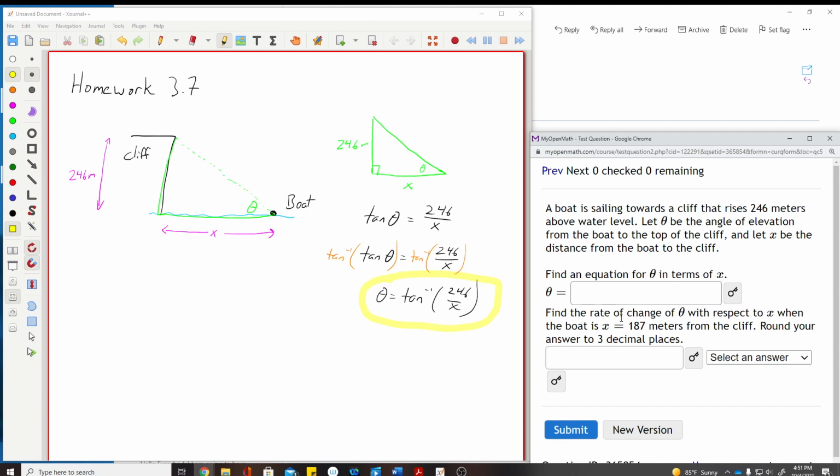In a geometric setting, we would call that slope. In this case, it's a rate of change of theta with respect to x. So let's go ahead and differentiate.